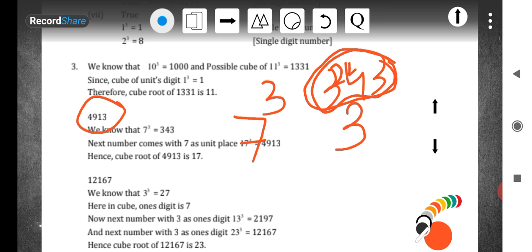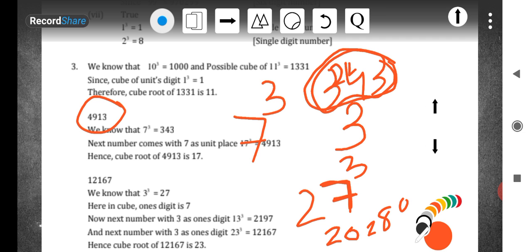So what number will we add with 7 in the next place? If I add 2, it becomes 27 cube. Now we can say 27 cube will be bigger than 4913, because if you find the cube of 20, how much is it? 8000, isn't it? So this is smaller than 8000. So the only possible is, what can we add? 1, isn't it?